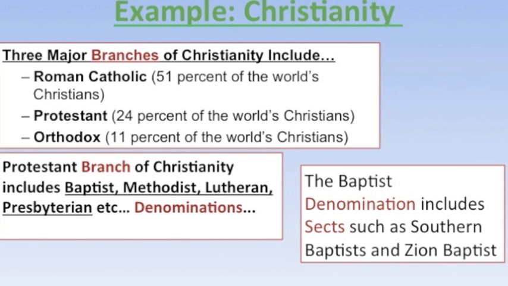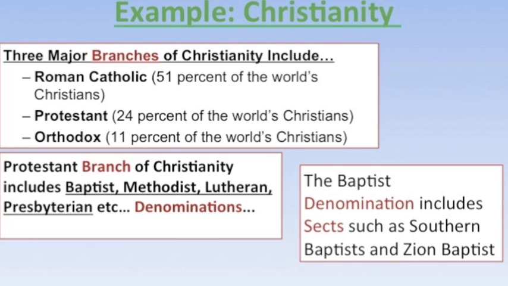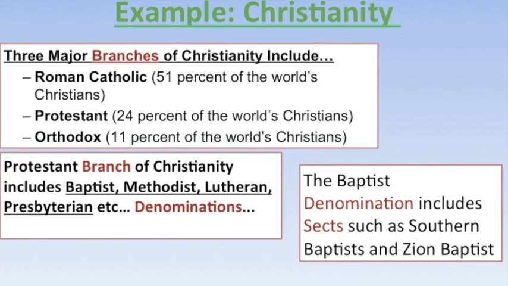Okay. Now, you have a further breakdown from the denomination, and that is known as sects. So if you take the Protestant branch, you break it down into Baptist, Methodist, Lutheran, and Presbyterian, and then you just take that Baptist church and you further break that down. So then you have these independent, smaller churches with less followers, such as Southern Baptist or Zion Baptists, that belong to that sect, which is part of the denomination, which is part of the branch.